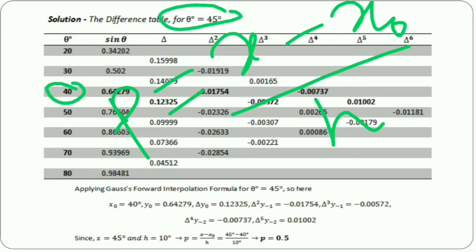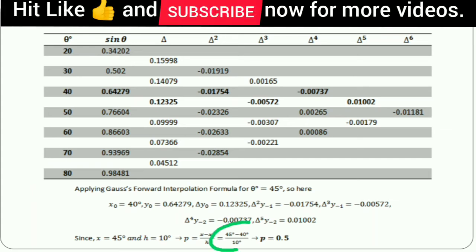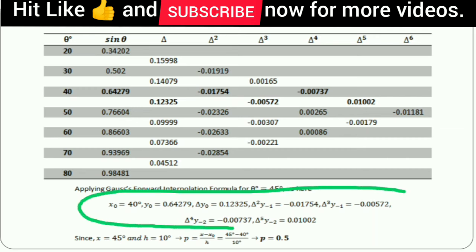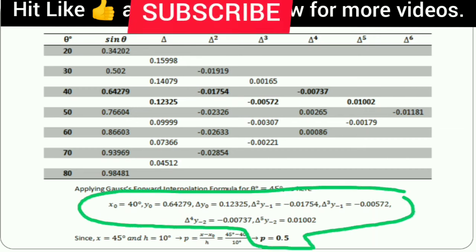What is h? H is the common difference between these x values, like 20, 30, 40, 50, each has the same interval of difference. What is that? Of 10 degree. Okay, so h will be 10 degree. So when you put all the values here, you will get the value of p as 0.5, right?